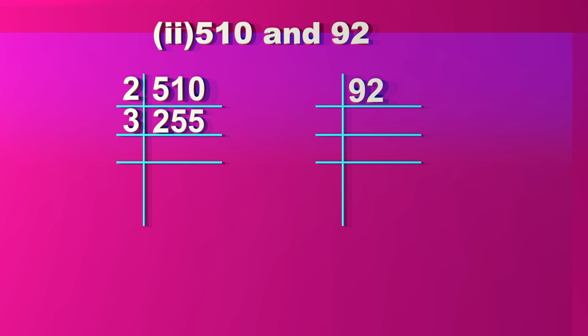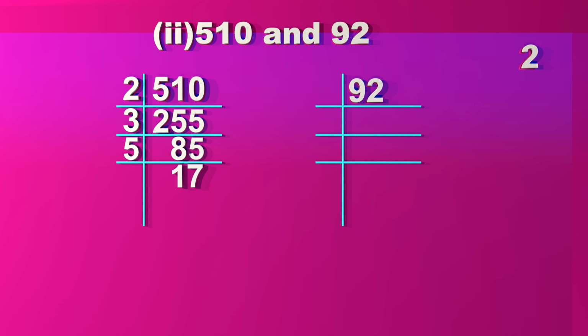So 25 is divisible by 3 in 8 times and leaves remainder 1. So the next number becomes 15, which is divisible by 3 in 5 times. Now we have 85, which is not divisible by 3. And 5 divides it in 17 times.